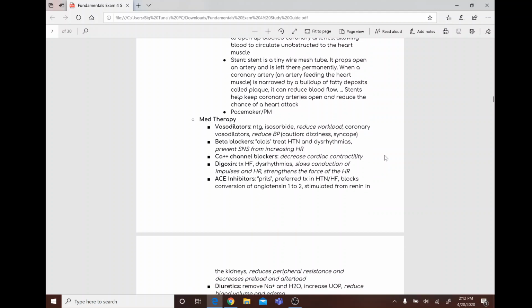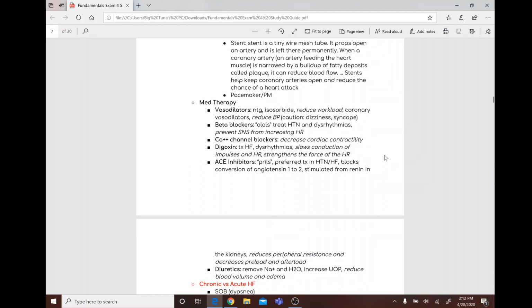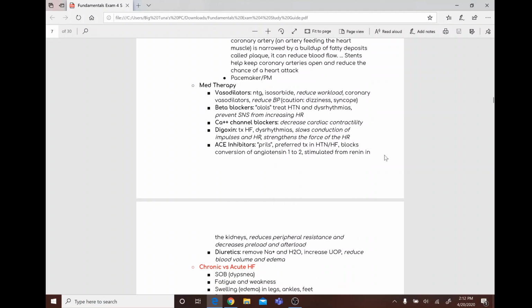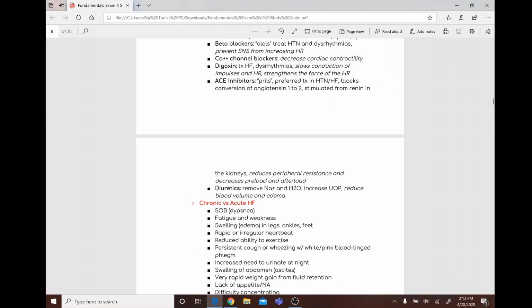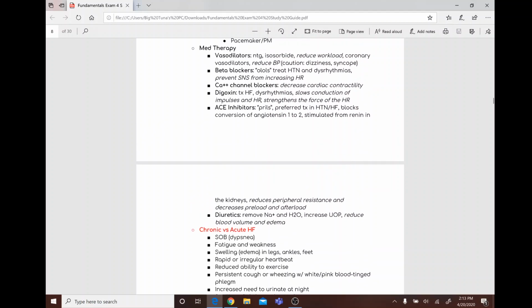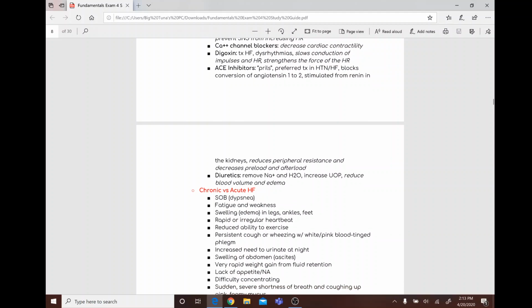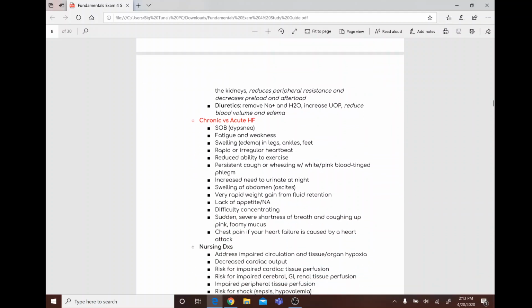What do calcium channel blockers do to the heart? Decrease cardiac contractility. What does digoxin do to the heart? Treats heart failure and dysrhythmia, slows conduction of impulses and heart rate, strengthens the force of the heartbeat. What do ACE inhibitors do to the heart? Preferred treatment in hypertension and heart failure. Reduces peripheral resistance, decreases preload and afterload. What do diuretics do to the heart? Remove sodium and water, increase urine output, reduce blood volume and edema.